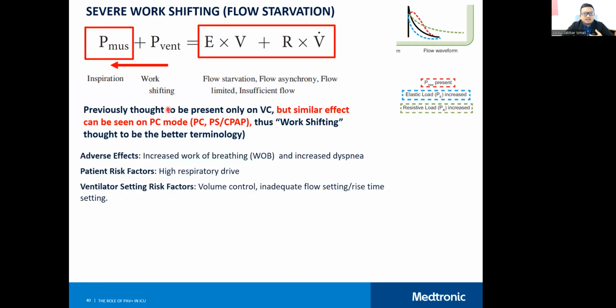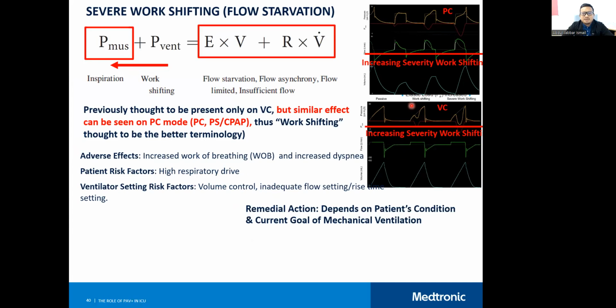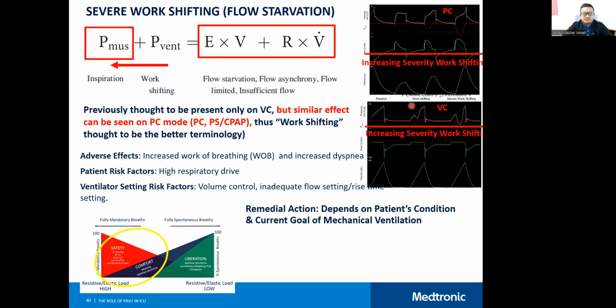And this can cause increased work of breathing, increased dyspnea, and this is not good for the patient. Over time, the patient may desaturate and get worse oxygenation. Remedial action depends on the patient's condition and the current goal of mechanical ventilation. So for this patient, I will focus on safety and comfort.